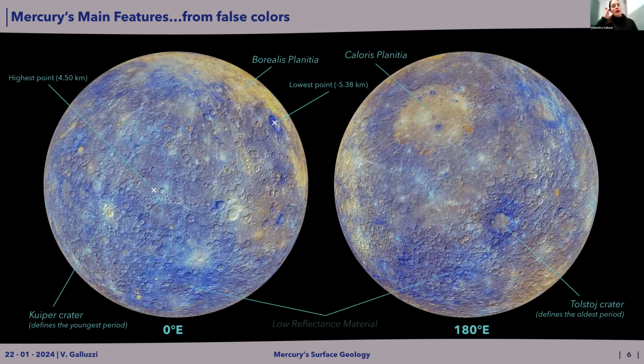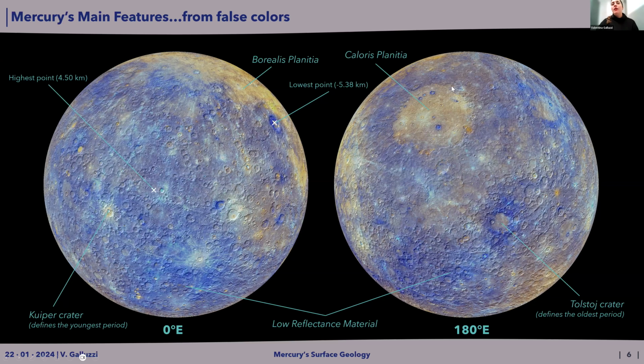If we look instead at the enhanced color mosaic, these are false colors. These are not actual colors of Mercury, but these enhanced color maps help us understand the compositional differences of the planet. You can clearly see that in here we have another important planitia. This is very large. It's 1,500 kilometers wide, and it's called the Caloris planitia. It's actually the largest basin of its age in the solar system.